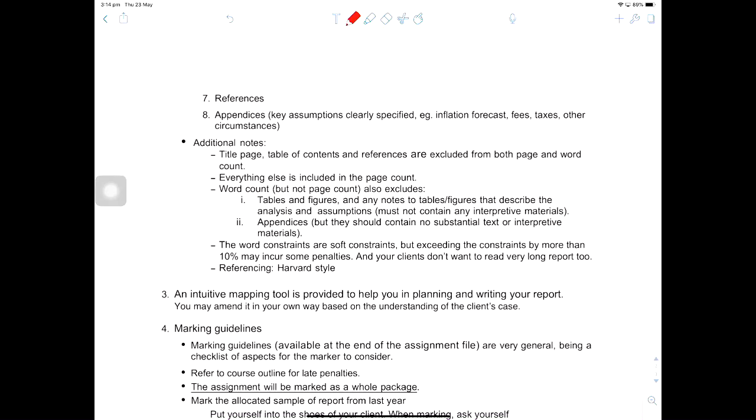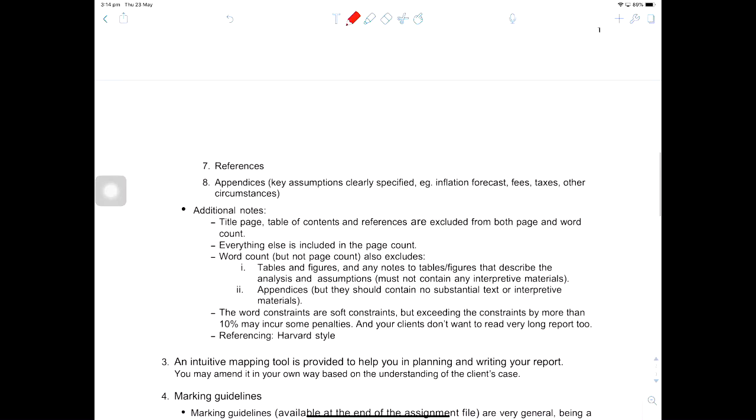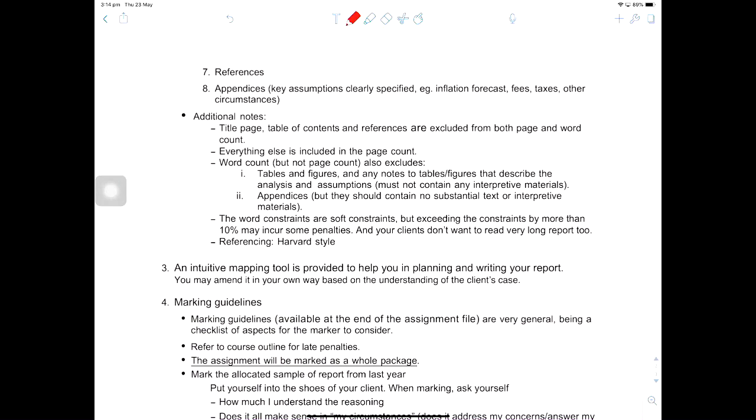But if you have a report of 8,000 words, like a book, you probably will get some penalty on that. Just for the time that the tutor is going to spend to read the whole report. And also, the clients will not be very happy to read an 80-page report. It's not a dissertation.